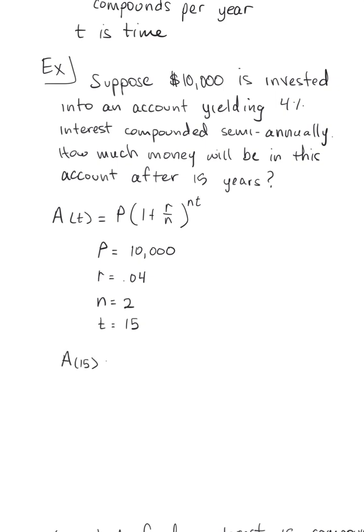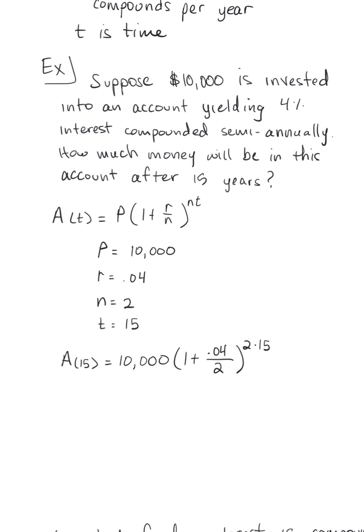So the amount after 15 years is equal to $10,000, the interest rate is 0.04, and the number of times it's going to be compounded per year is twice. And then the exponent is the number of times it compounds multiplied by the years, so this is 2 times 15.